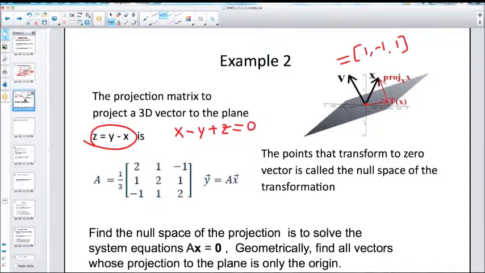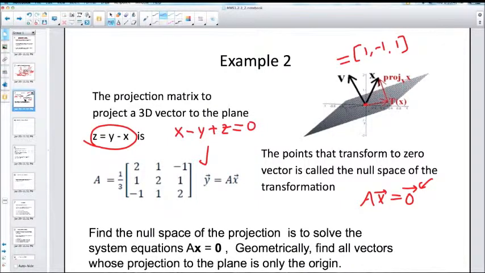Okay, now you see this graph. To solve this equation, Ax equals 0, from the graph, I'm really looking for any variables. If I project to the plane, this is a projection plane matrix, projection matrix. If I project to the plane, then you get the image. This image must be 0, origin.